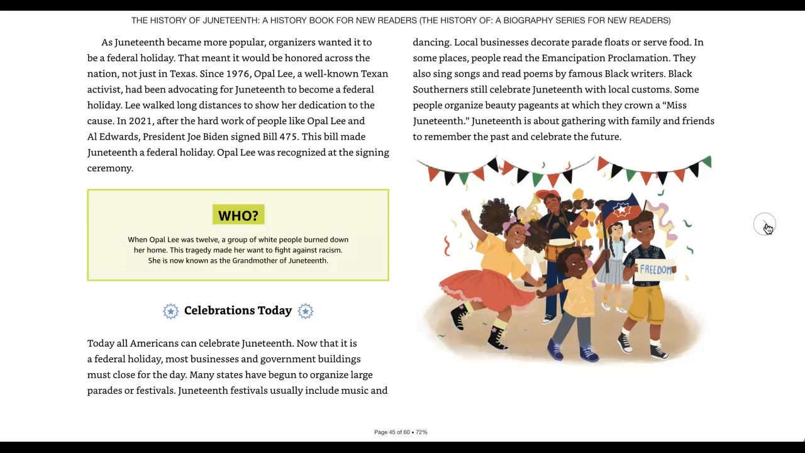When Opal Lee was 12, a group of white people burned down her home. This tragedy made her want to fight against racism. She is now known as the grandmother of Juneteenth.